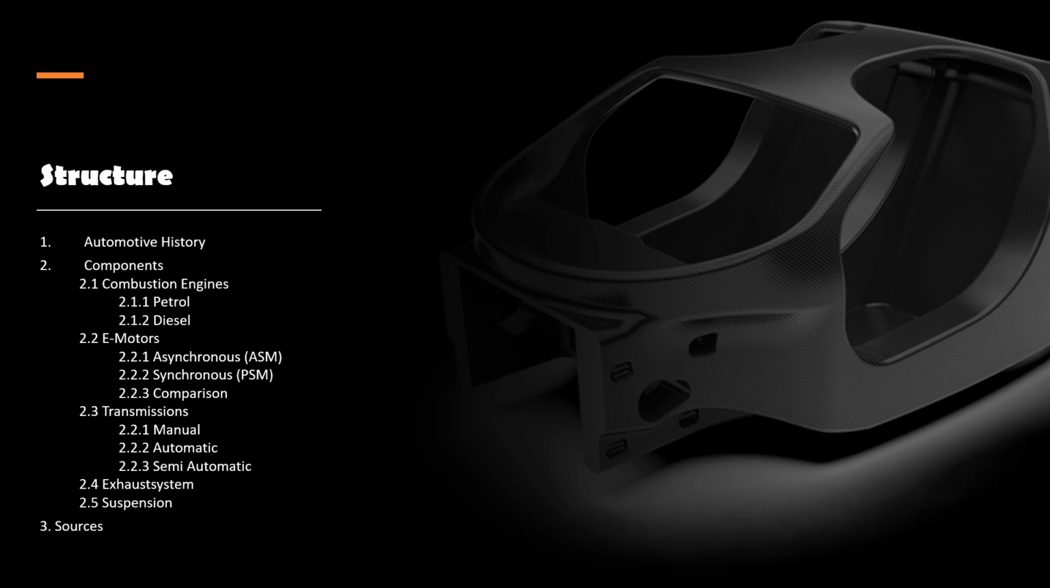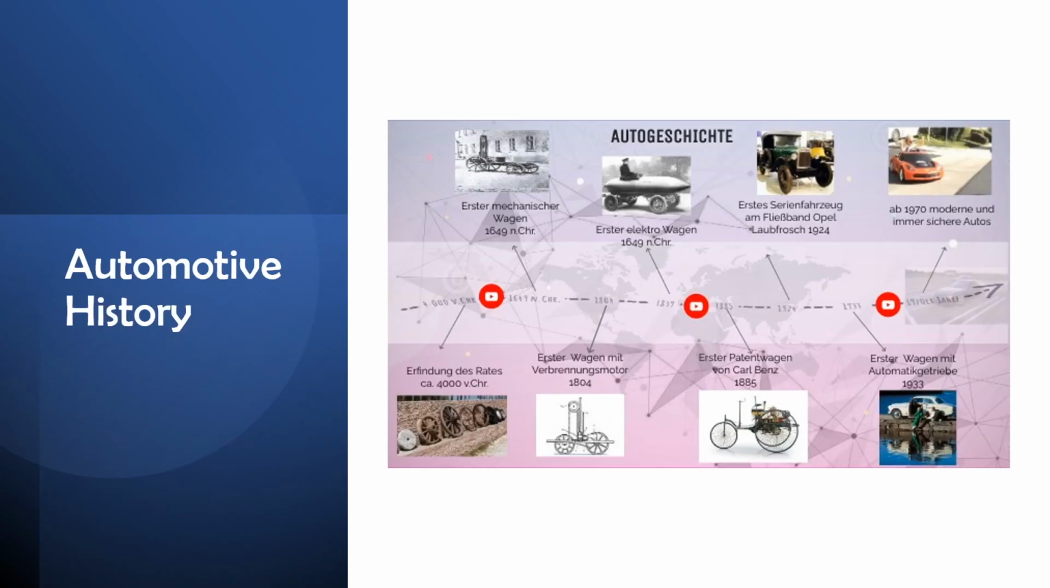Core structure. First, we want to start with the automotive history. Then we'll continue with our components, which are divided into 5 topics. First, the combustion engines, then the e-motors, then the transmissions, continued with the exhaust system and the suspensions. Starting with the history of the cars.